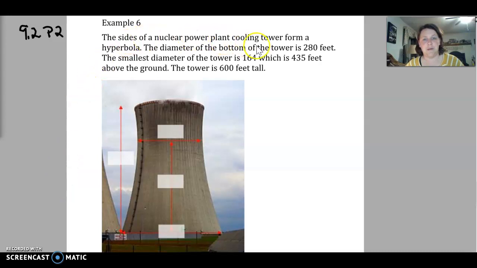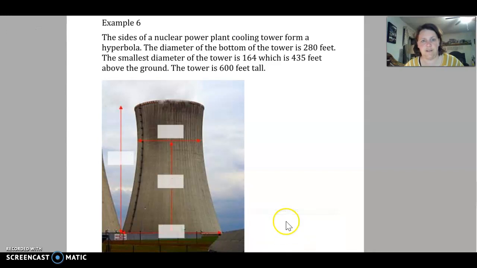So the sides of a nuclear power plant cooling tower form a hyperbola. The diameter of the bottom of the tower is 280 feet. So down here, we've got 280 feet. The smallest diameter of the tower is 164. So crossed here, which is 435 feet above the ground. The tower is 600 feet tall.